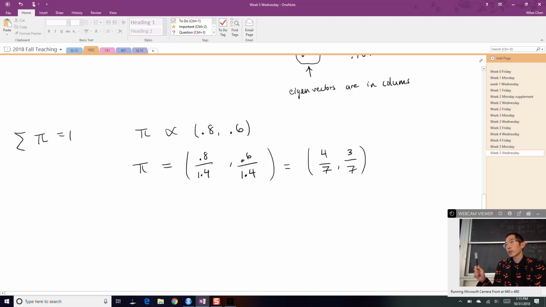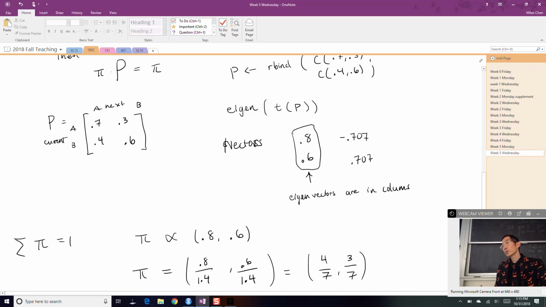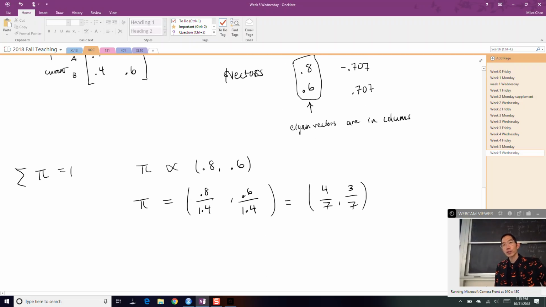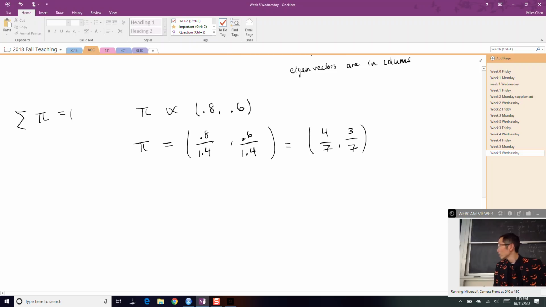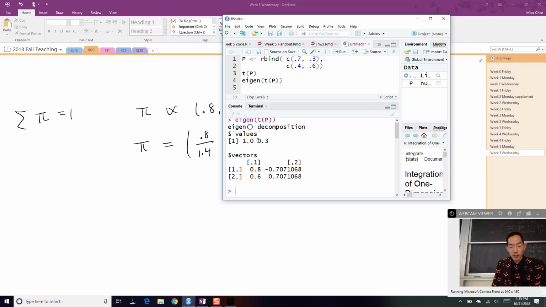When you ask R for its eigenvectors, it gives it so that 0.8 squared plus 0.6 squared equals 1, but when we're looking for a stationary distribution, we need the values themselves to add up to 1. So we just divide each one by the sum. Then I can program this. I'm going to call this st for stationary. This is going to be 4/7 and 3/7.